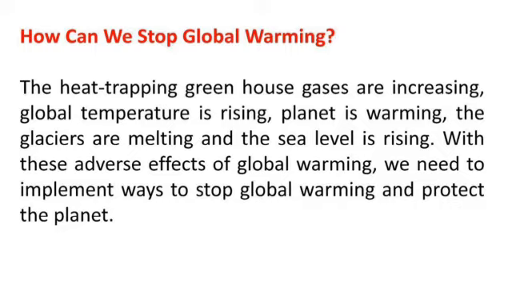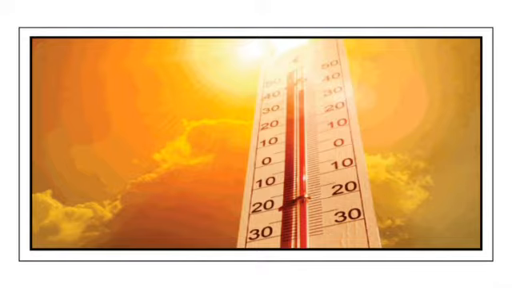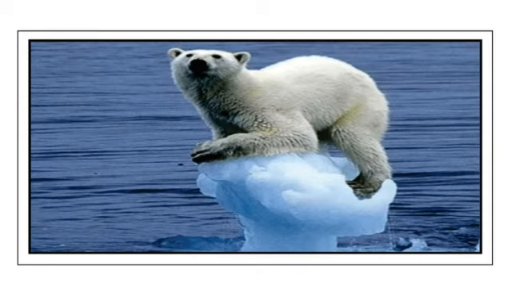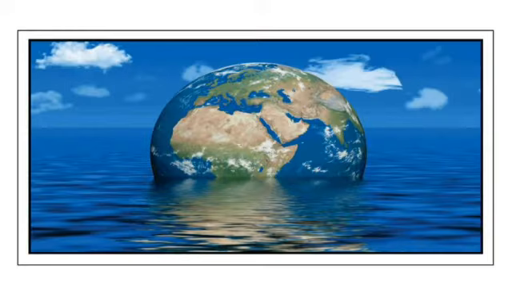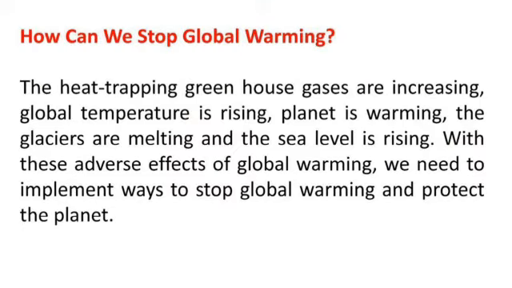The heat trapping greenhouse gases are increasing. Global temperature is rising. The planet is warming. The glaciers are melting and the sea level is rising. These are the effects of global warming. The greenhouse gases are constantly trapping the heat and increasing the temperature, so the planet is getting warmed up, the glaciers are melting, and the sea level is rising. This is a very big problem that the entire countries of the world are facing.